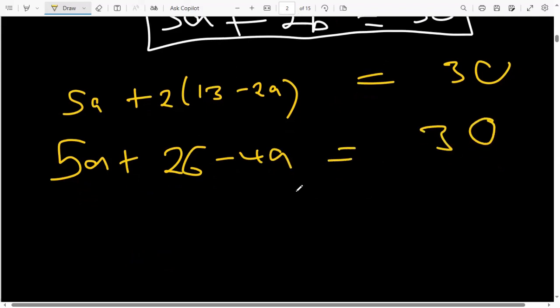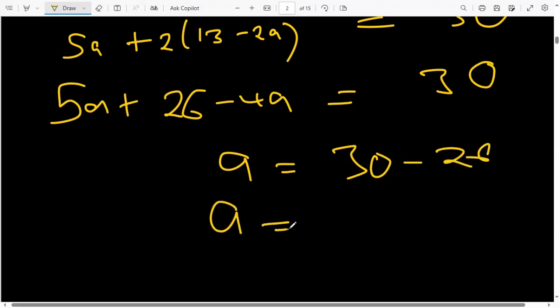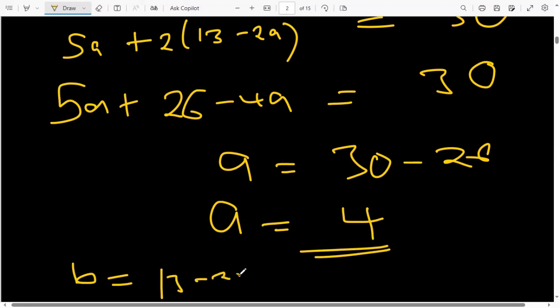30. Okay, from here, we are going to have 5a minus 4a. We are going to have a is equal to 30 minus what? 26. So it means a will just be 4.